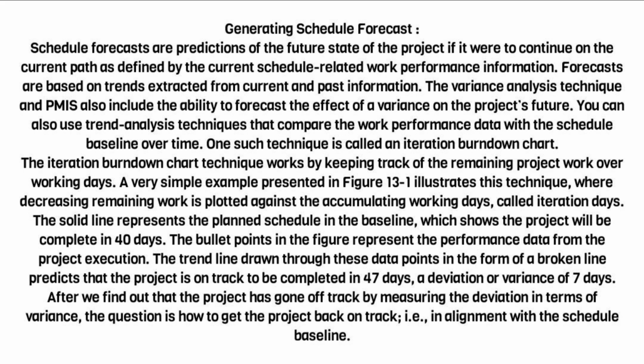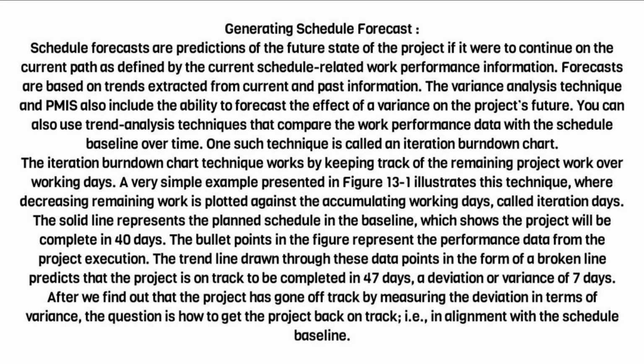A very simple example presented in Figure 13.1 illustrates this technique, where decreasing remaining work is plotted against the accumulating working days, called iteration days. The solid line represents the planned schedule in the baseline, which shows the project will be complete in 40 days. The bullet points in the figure represent the performance data from the project execution. The trend line drawn through these data points in the form of a broken line predicts that the project is on track to be completed in 47 days, a deviation or variance of 7 days.